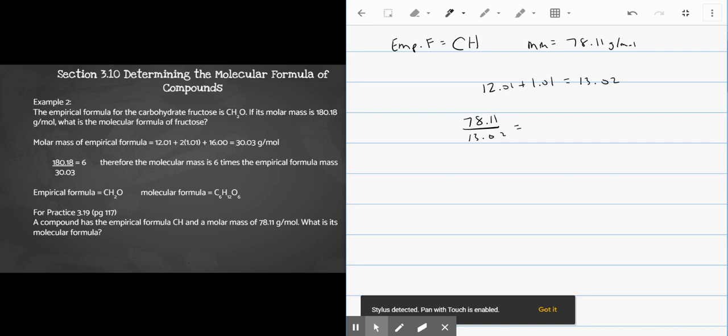I hid my calculator from myself. There it is. Sorry about that, guys. This is where I would have you guys calculate it for me.